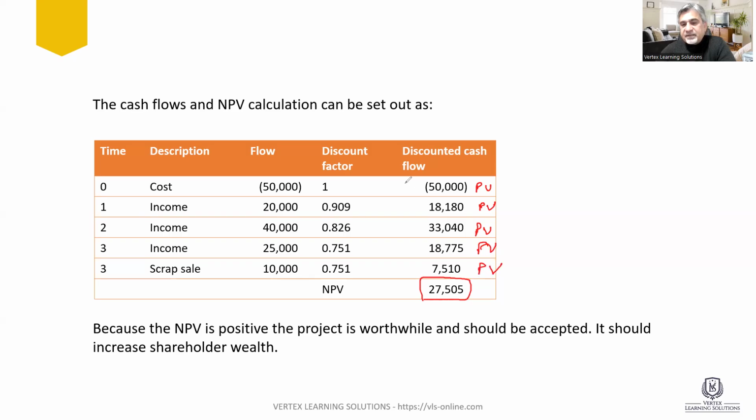Some of them are negative, some of them are positive. And the sum total of them is called NPV. I'm not calling it PV now, because these are the PVs. And this is the NPV, net present value. Now, because it is positive, you say, I'm happy to go for this project.